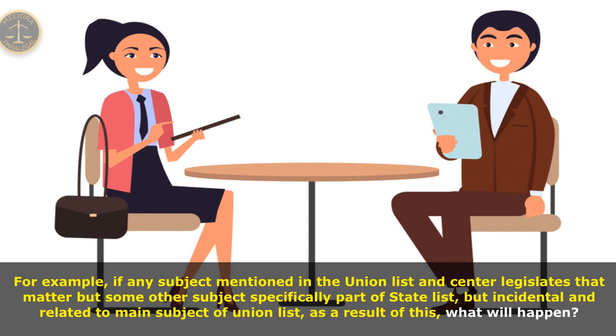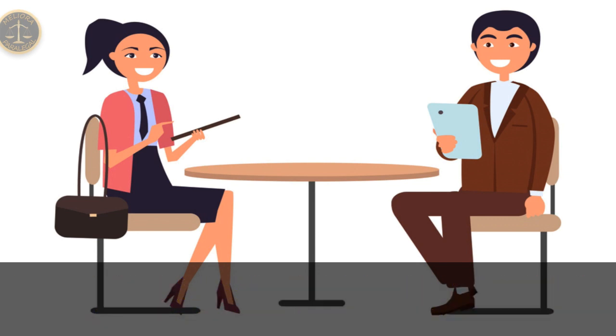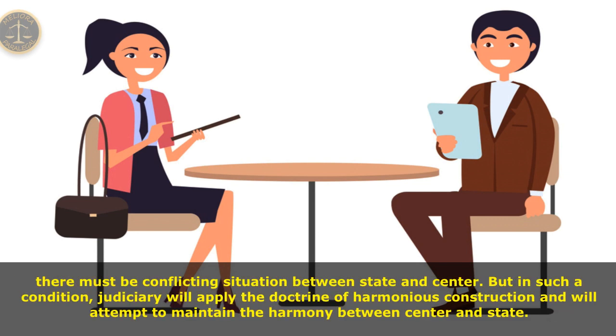For example, if any subject is mentioned in the Union List and the Center legislates on that matter, but some other subject, specifically part of the State List, is incidental and related to the main subject of the Union List, as a result of this, what will happen? There will be a conflicting situation between State and Center. But in such a condition, the judiciary will apply the doctrine of harmonious construction and will attempt to maintain the harmony between Center and State.